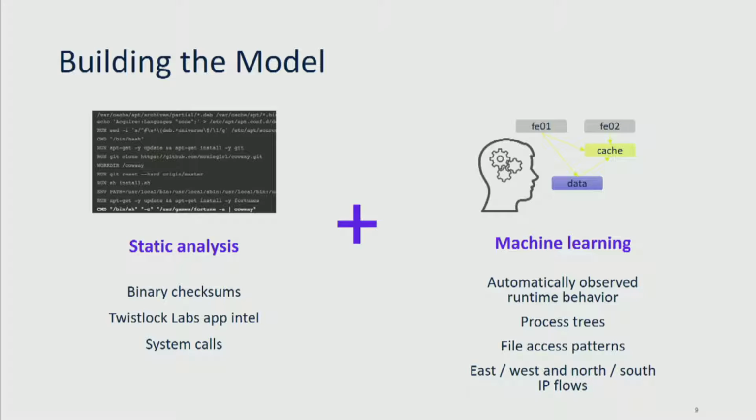So, assuming that you see the value of building out this behavioral model, how do we accomplish that? It's going to have declarations for ports that are open. And so there is a lot of information about the behavior of a running container from the Docker file. We call that the static analysis. So what the Twistlock solution does is scan the static image and add that to the model.